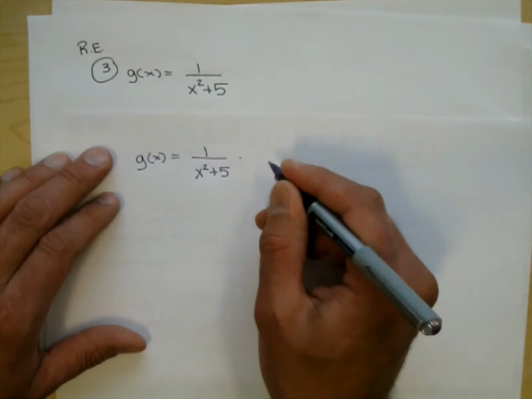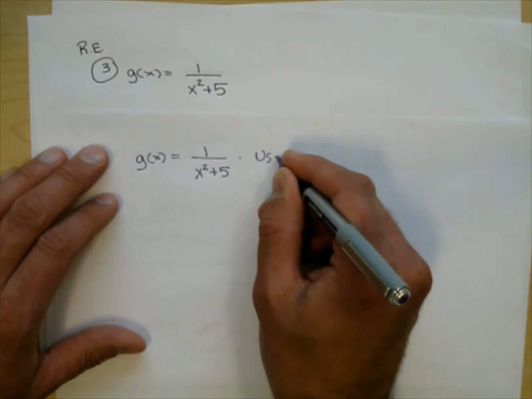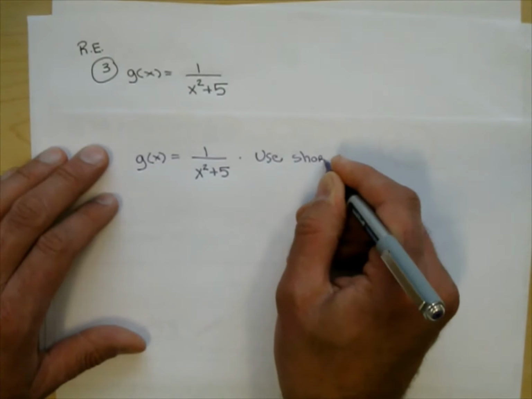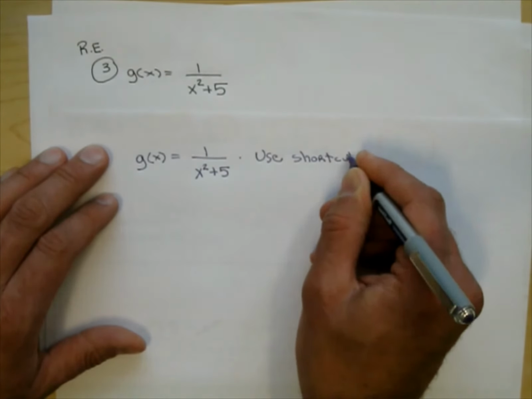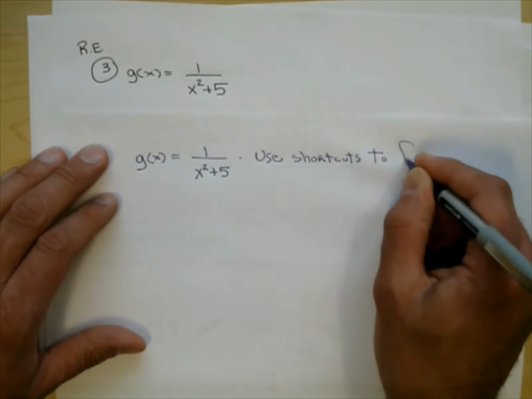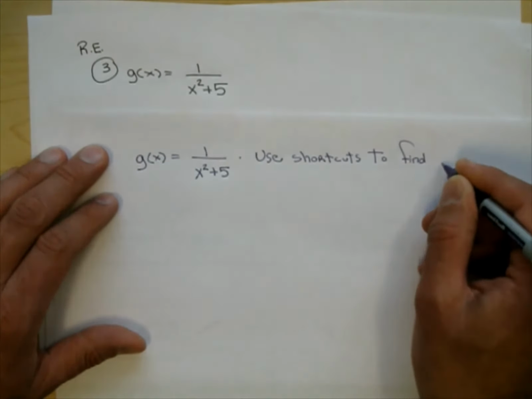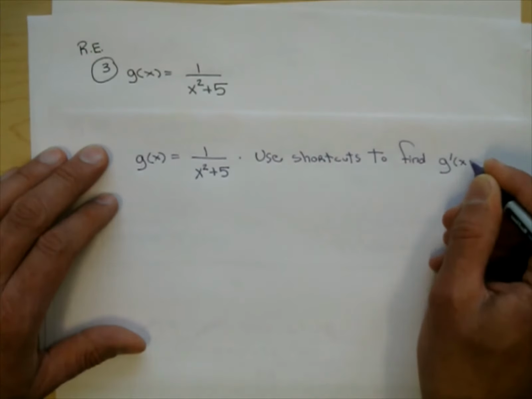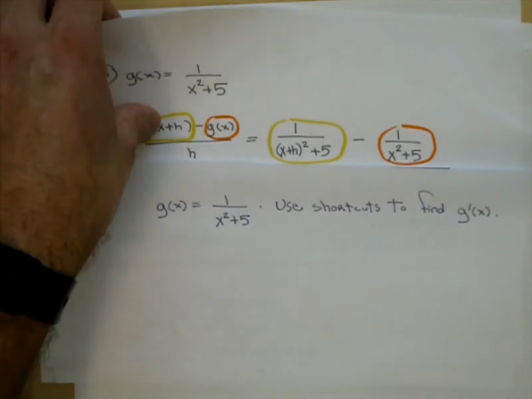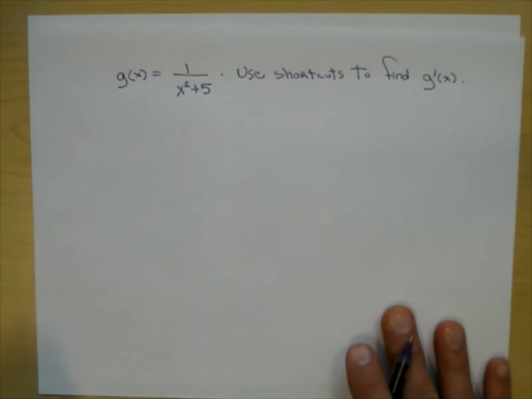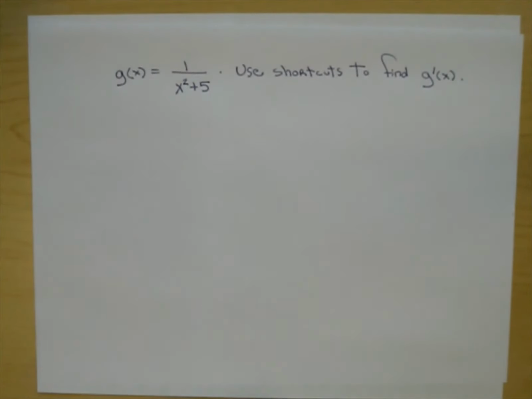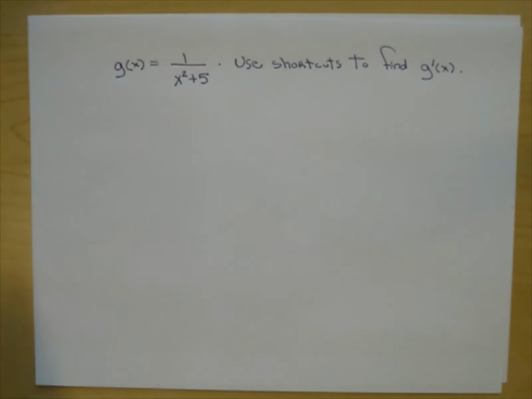And then maybe the directions are use shortcuts to find g prime. Okay, and when I say shortcuts, on the test I might not say shortcuts. If I just say find the derivative, then use the shortcuts. But if I say find the derivative and DQ is involved, then do what I just did. So see if you can pause the video and use the quotient rule to get this problem done.